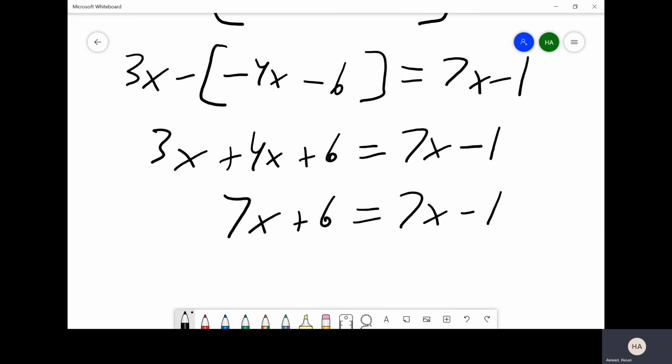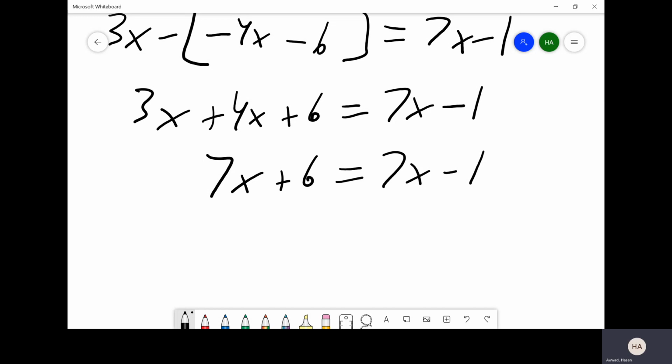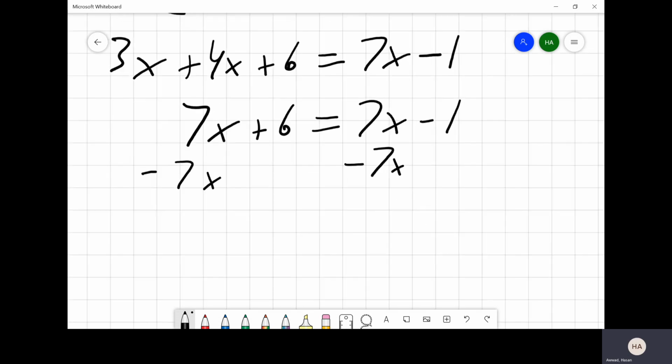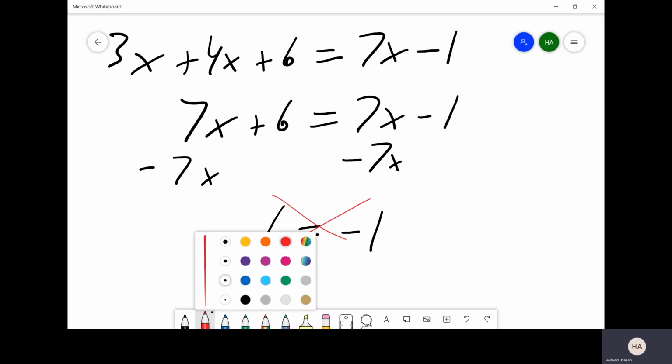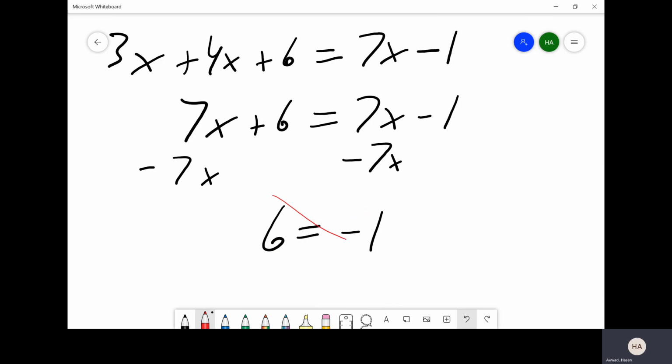So let's go ahead and if you try to move the 7x over to the other side, you're just going to be subtracting the 7x anyway. So we can do that. Let's subtract both sides by 7x. And if we do so, we end up with 6 is equal to -1. Is 6 the same number as -1? You ask yourself, and you're going to say, no, this is complete trash. This means nothing. This absolutely means nothing at all.